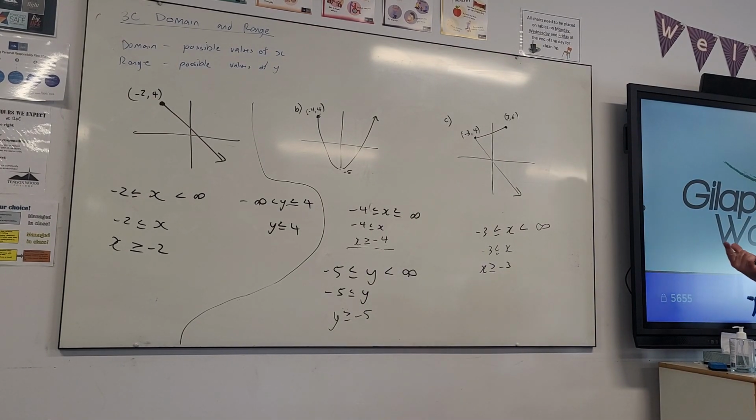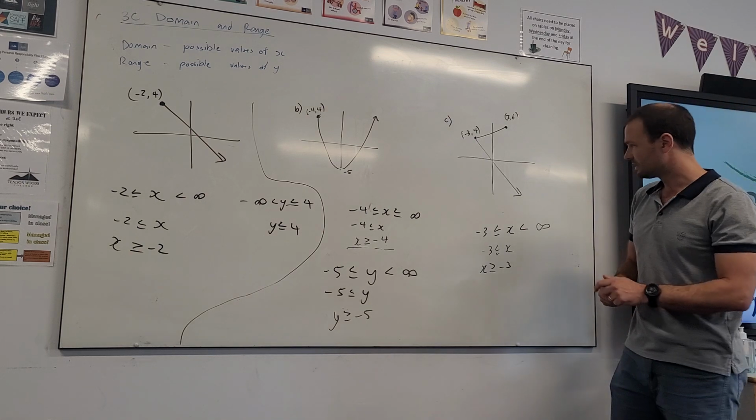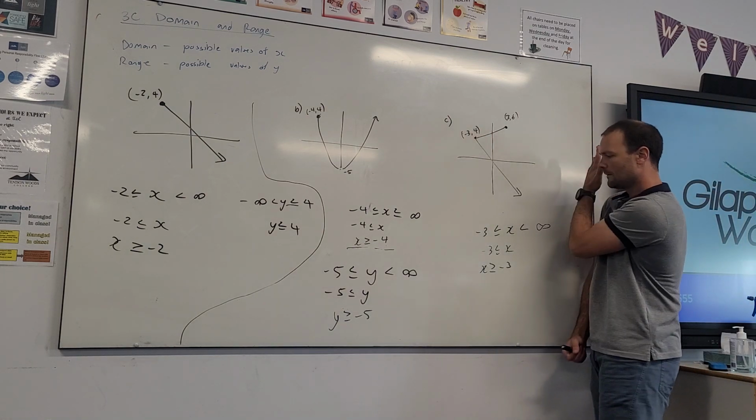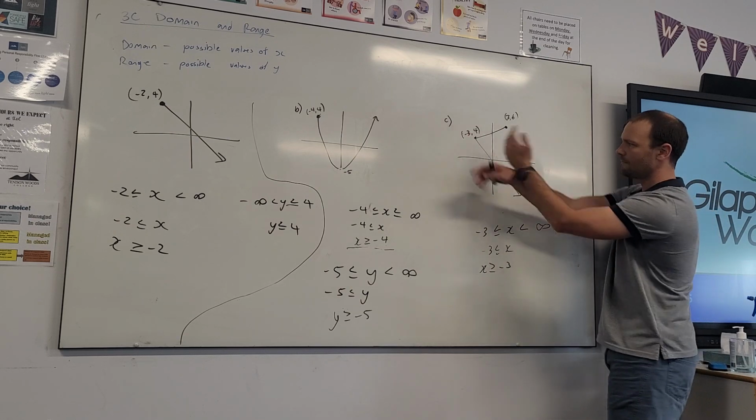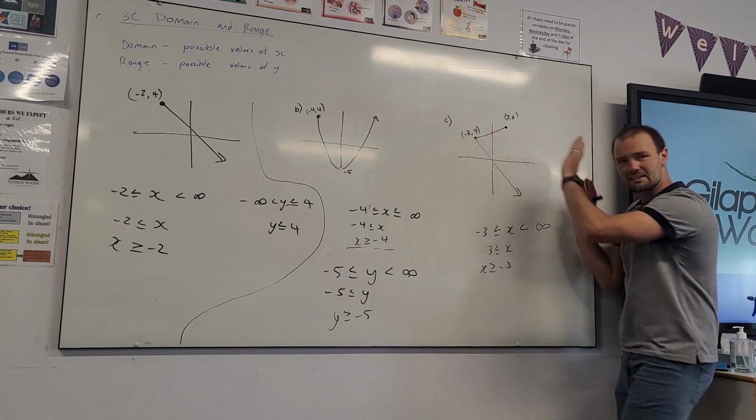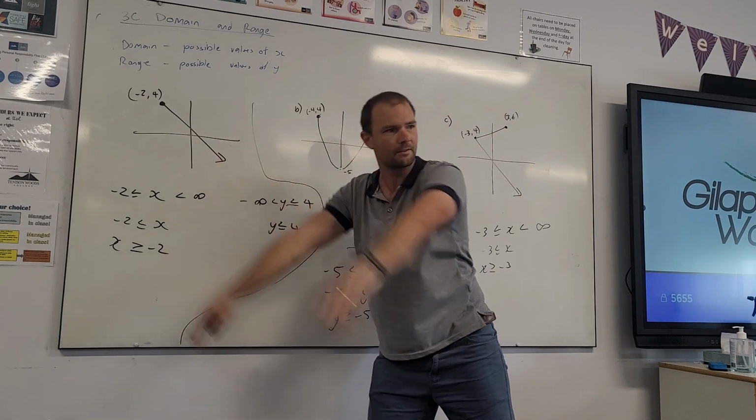Okay, again, read that statement, understand it, comprehend it. Does X exist for all values larger than -3? Well, here's the point furthest to the left. X exists there and there. It doesn't exist any further to the left than -3.